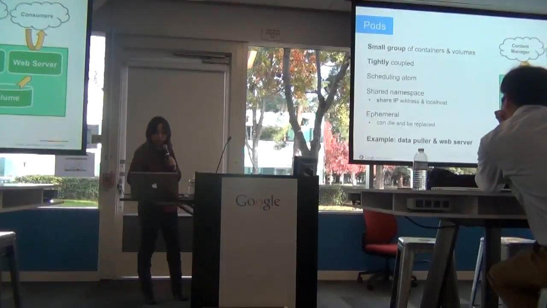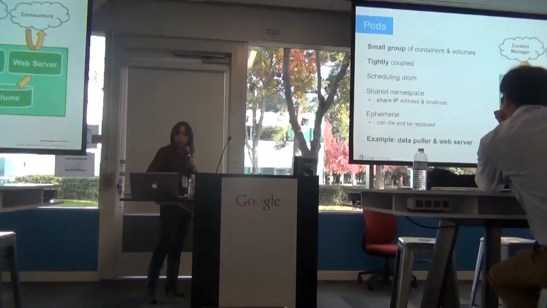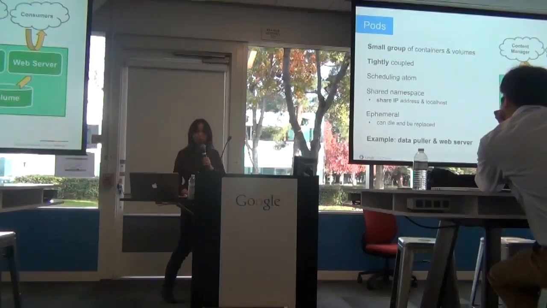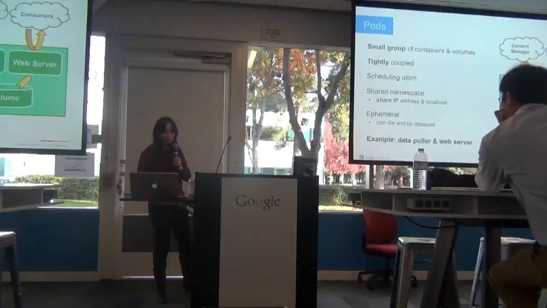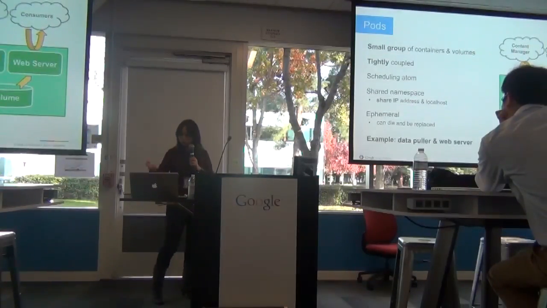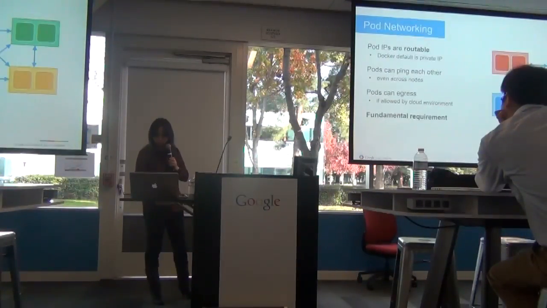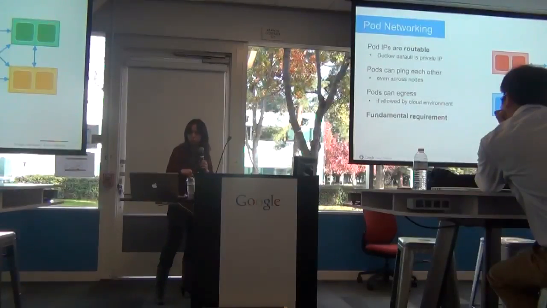So there's one example I drew here, and we have 2 containers. One is a data puller, one is a web server, and they all share the same volume, and try to work together. So okay. So, pod network.